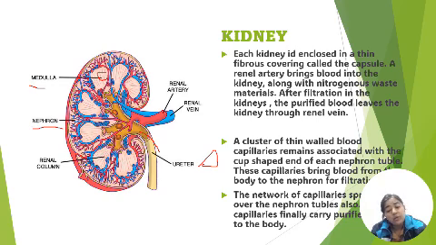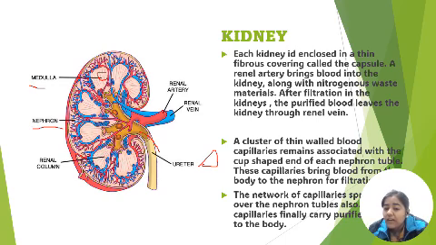There is not only a single nephron present in a human kidney, but there are millions of nephrons present. That is why they are called the smallest structural unit of a human kidney. Okay, now we will move on to the theory part. Each kidney is enclosed in a thin fibrous covering called a capsule.